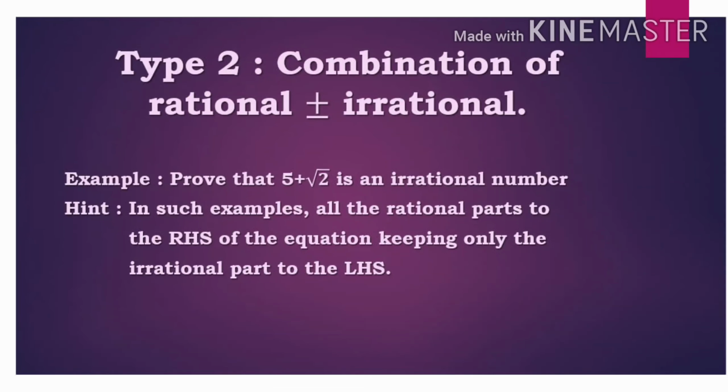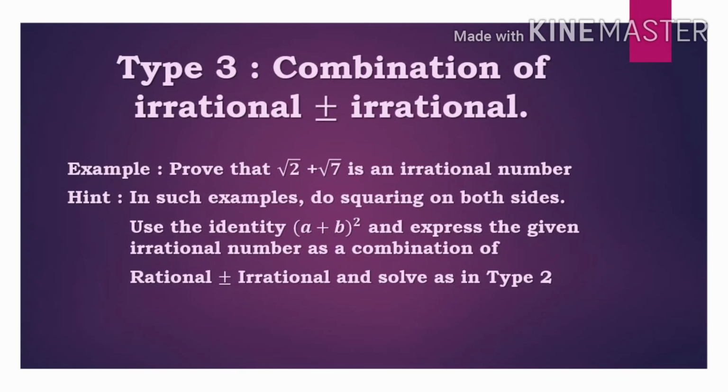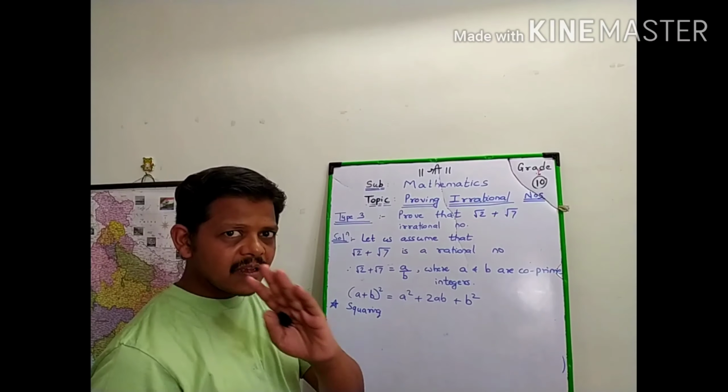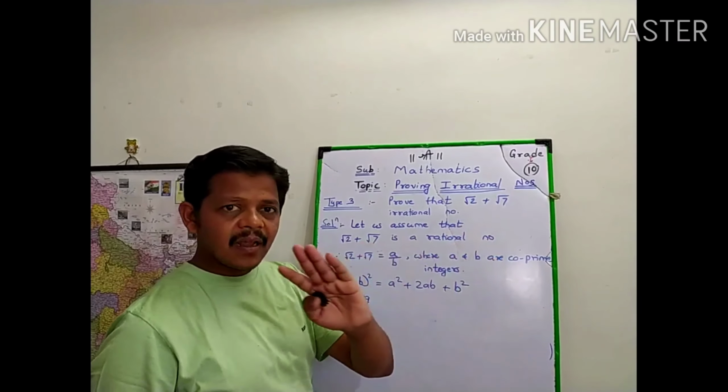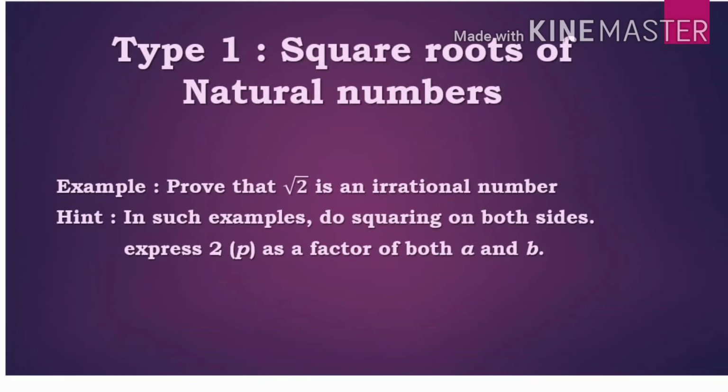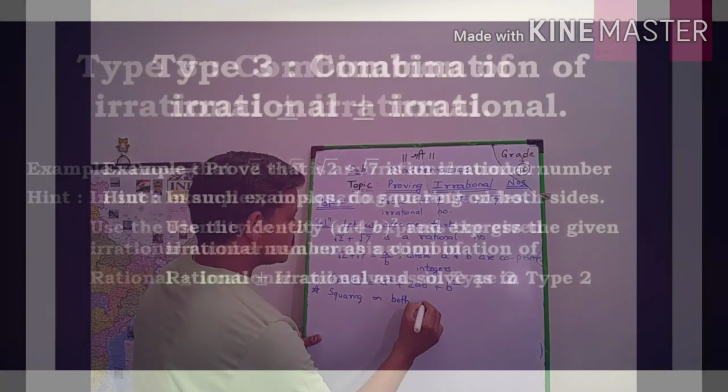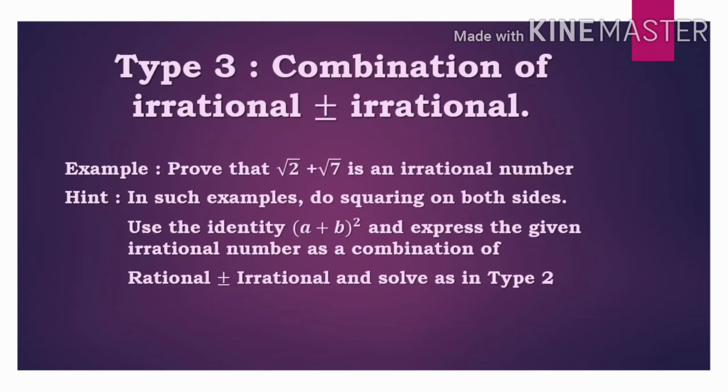Now here important, we are going to do squaring on both the sides. So this is a plus b, so we'll be using a plus b the whole square. So very quickly let me do squaring on both sides. Again this is very important. Just as we had done squaring in type 1, now we are doing squaring in type 3. Single irrational, squaring on both sides. Double irrational, squaring on both sides. Squaring on both sides, we get, what do we get?